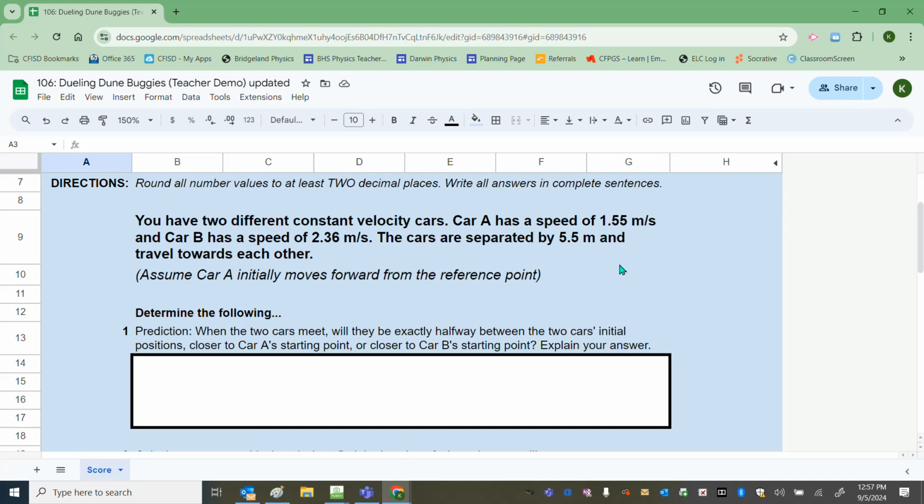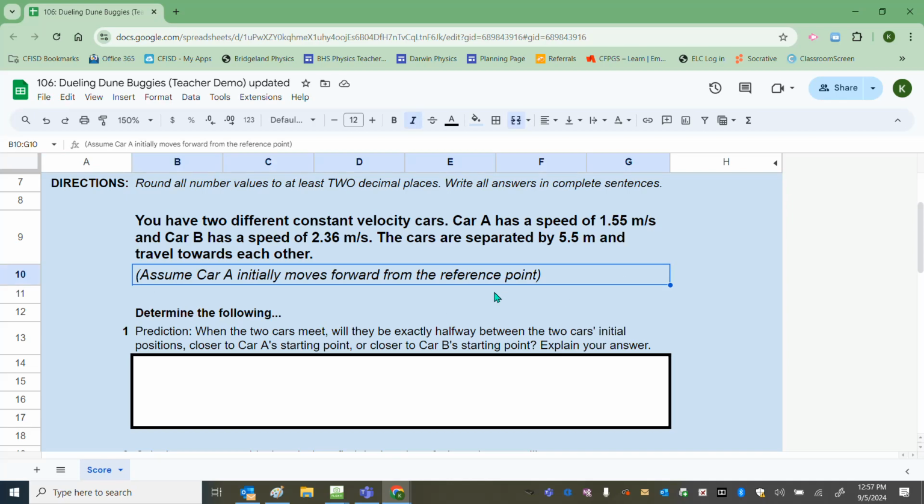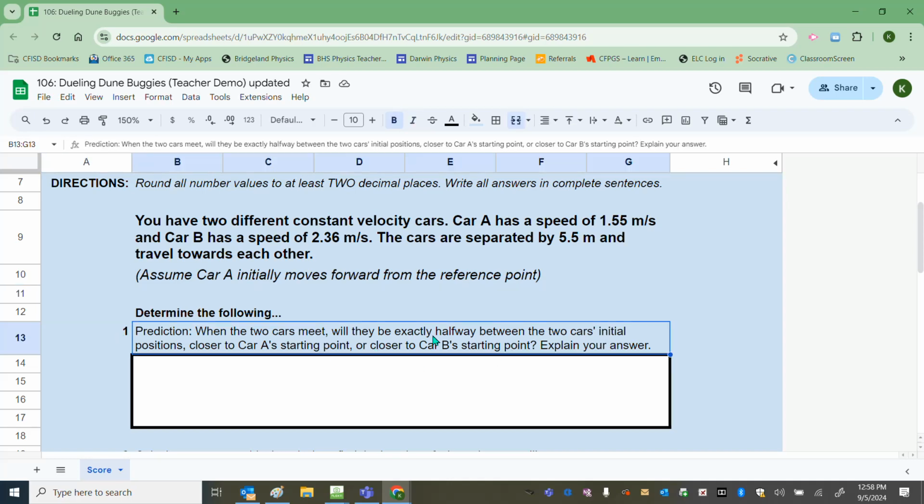And then they're going to move toward each other, and the question that you're answering is the position and time at which they would collide. Where will they hit each other? What position will that be? And it does tell you in the question that car A initially moves from the reference point, which means it's telling you where 0 is. So car A starts at 0 and car B starts 5.5 meters away from that, and now they're going toward each other. Your first question is just to make a prediction. Are they going to meet exactly halfway, or where are they going to meet? You're going to type in your answer here.